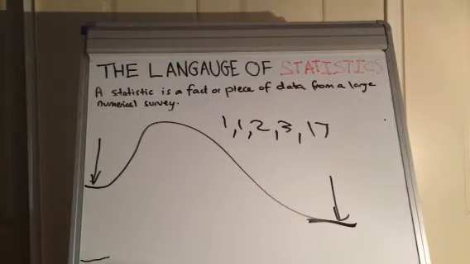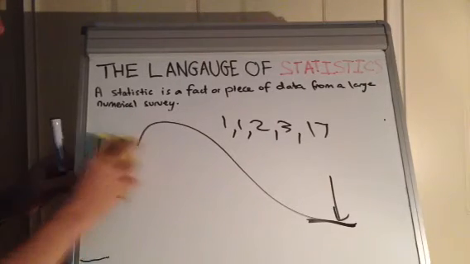Okay, so continuing on with the language of statistics, we looked at what outliers were, we looked at the mean, we looked at the mode, we looked at data, we looked at categorical, we looked at quantitative, qualitative, all of those words. But now we're going to be looking at inferential and descriptive statistics.